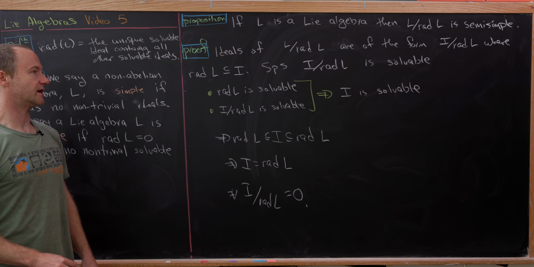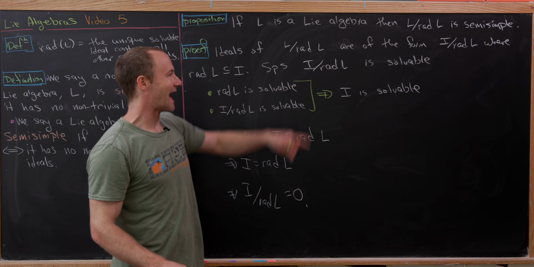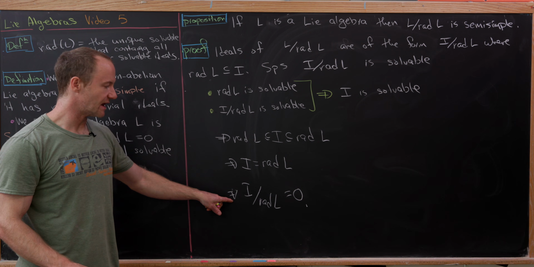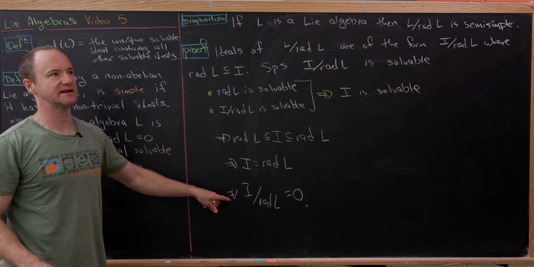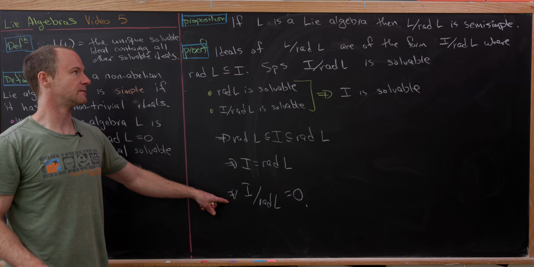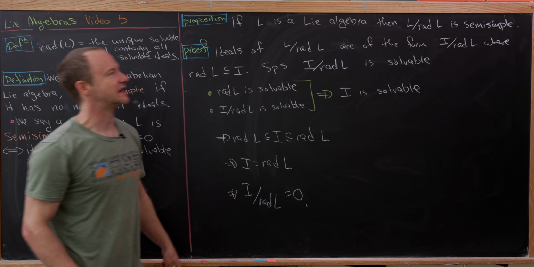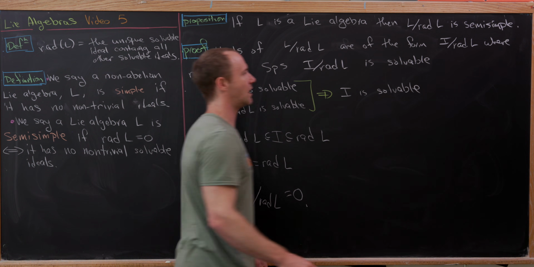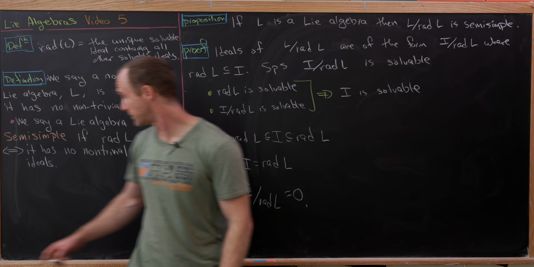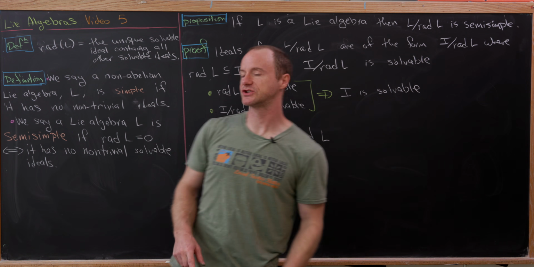So let's see what we've done. We supposed that we had a solvable ideal and we ended up with, oh, that solvable ideal is actually the 0 ideal. But that's exactly what we needed to do to show that L mod the radical ideal is semisimple given this definition over here.